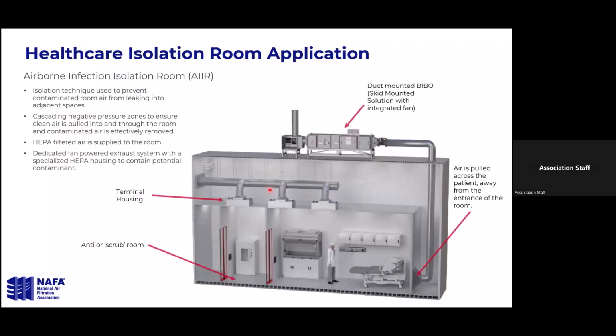But in this type of room, there's an isolation technique used to prevent contaminated room air from leaking into adjacent spaces. So they're using a cascading negative pressure zone to ensure clean air is pulled into and through the room and contaminated air is effectively removed, instead of air moving out of that room and into your anteroom or into a hallway. So air is always going to be moving towards that patient room and then pulled out across the patient and away from the entrance of the room.